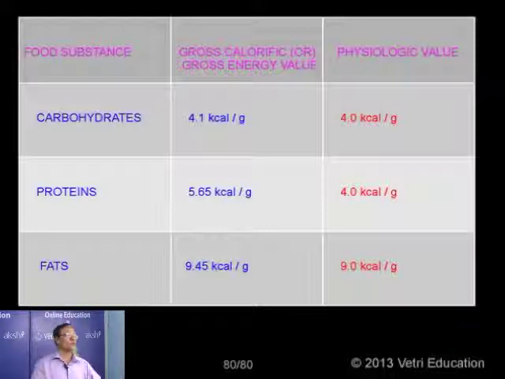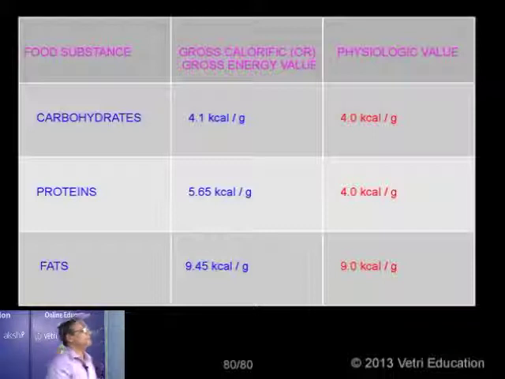Then similarly for fats. The amount of energy available in fat is always higher than that of carbohydrates; we can say twice as much energy as carbohydrates. Here the gross calorific value is 9.45 kilocalories per gram, but in the living body it is only 9 kilocalories of energy released per gram of fat. These are the comparisons you have to know: what is meant by gross calorific value and what is meant by physiologic value. It is the actual amount of energy released in the human body when 1 gram of carbohydrate, protein or fat is oxidized.